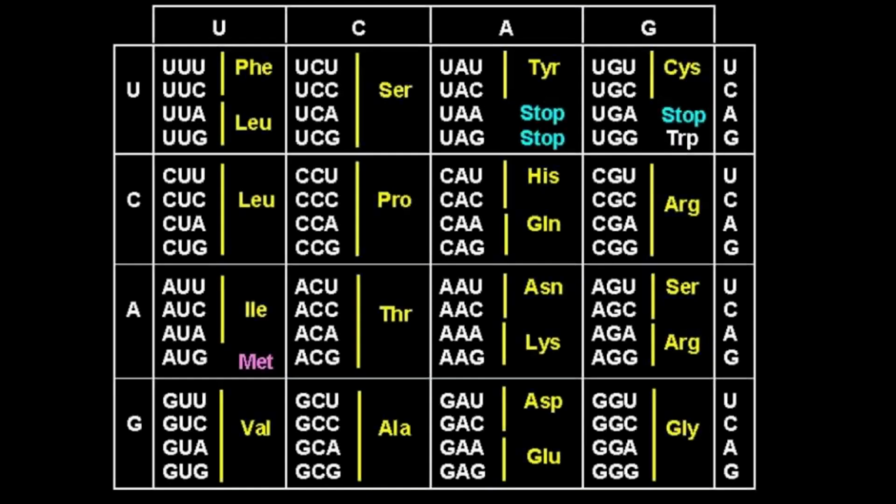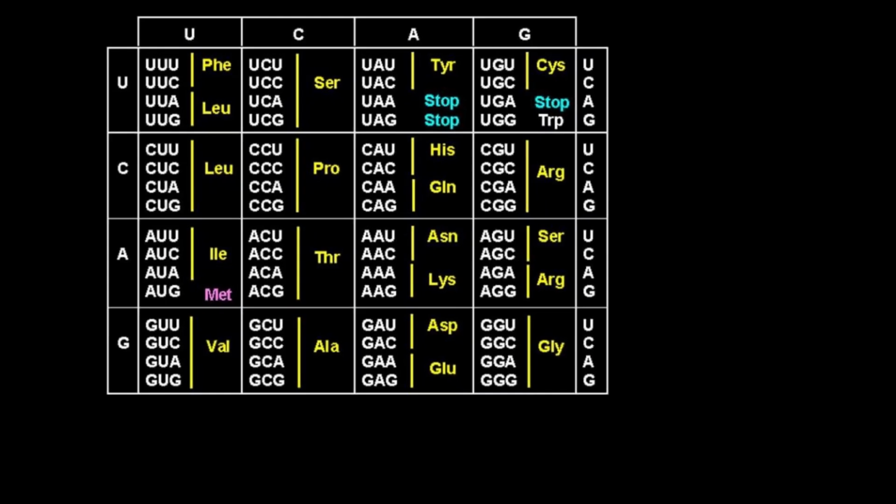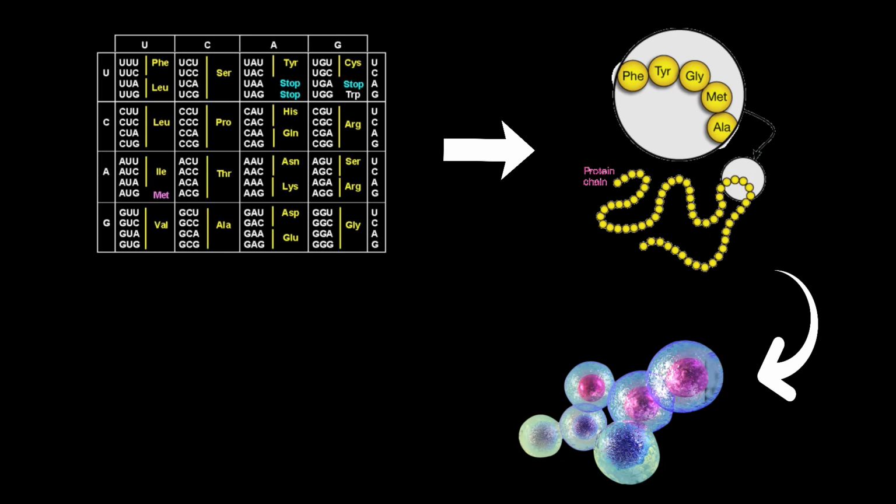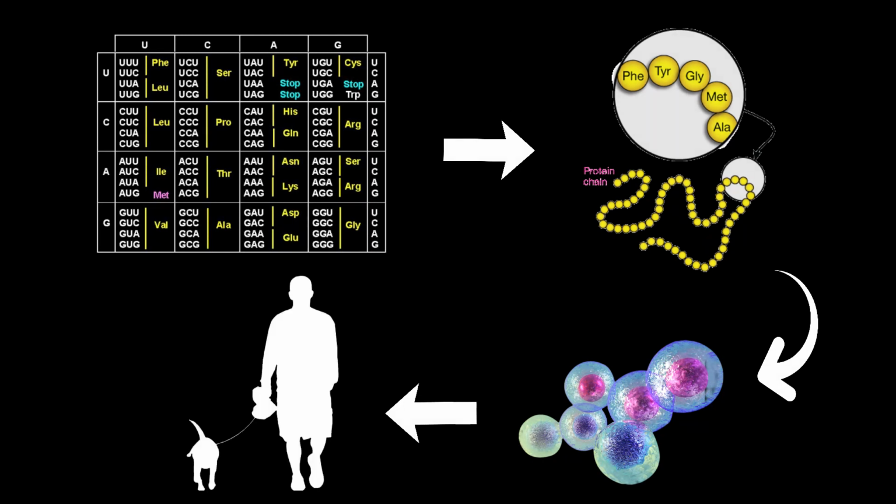But how does this code work? Let's find out. These codes are a complex language that determines the sequence of amino acids and proteins, which are the building blocks of life and essential for the structure and functioning of cells and organisms.